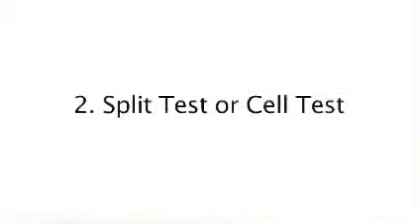Number two, split test or cell test. There are a number of ways you can test different elements within your campaign. For example, you could either split test, often called an A-B test, by having two separate communications go out with different offers to see which offer gets you more response and a better cost of sale. Or you can have a cell test where you have a number of different offers or a combination of lists, offers, or call to actions, all of which you can test against each other to find out which one has the best response for you and the best profit response for you.